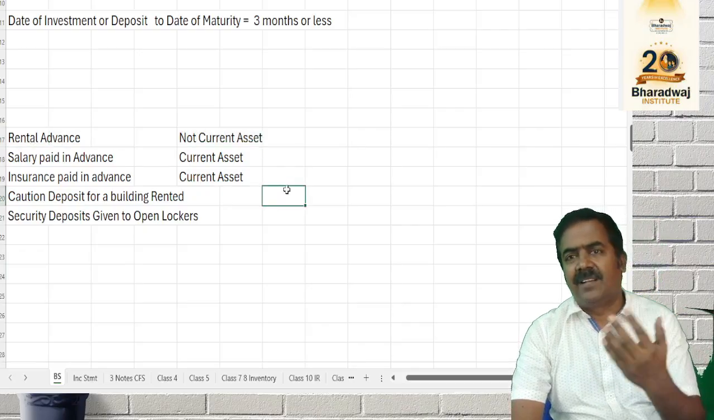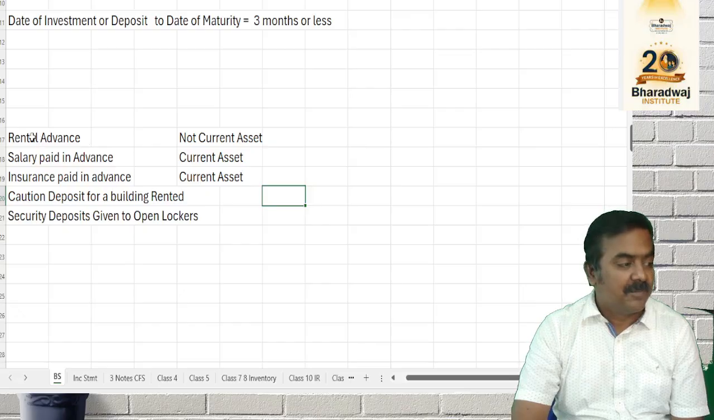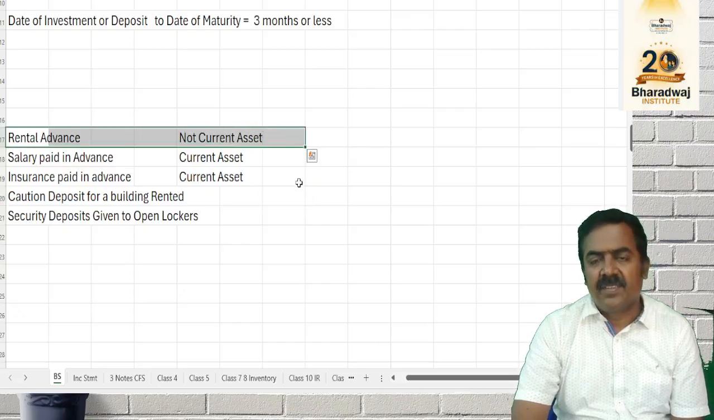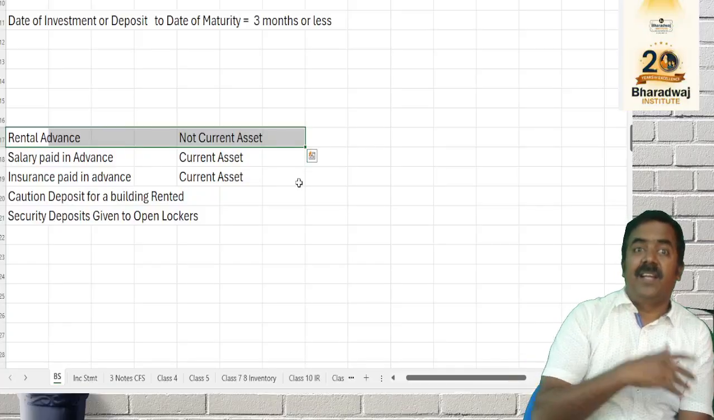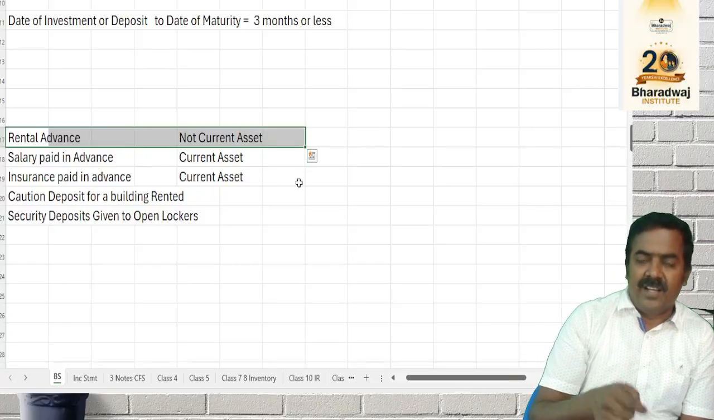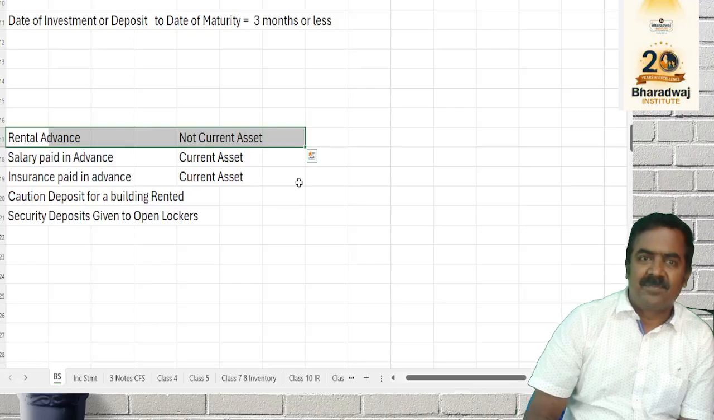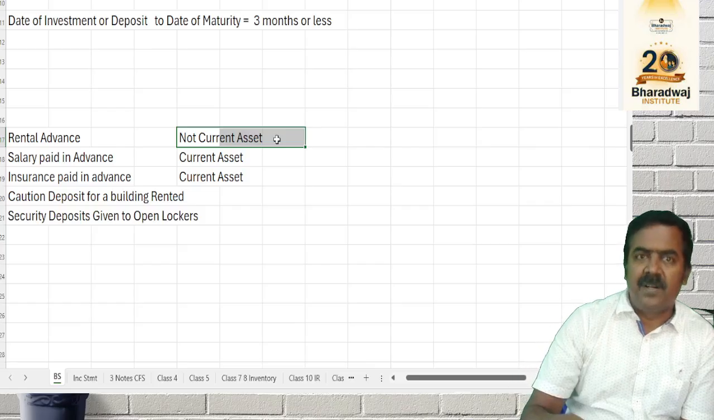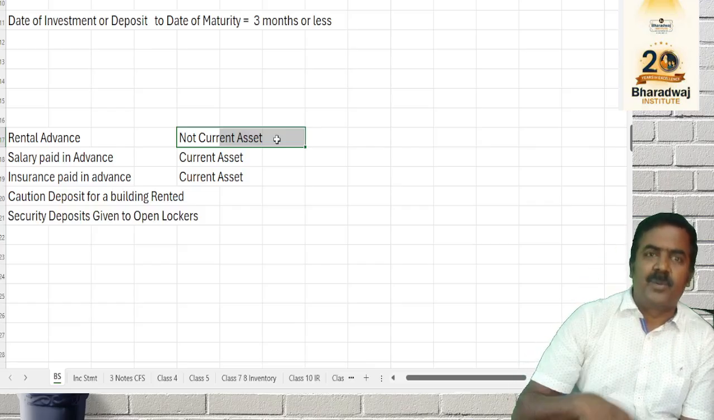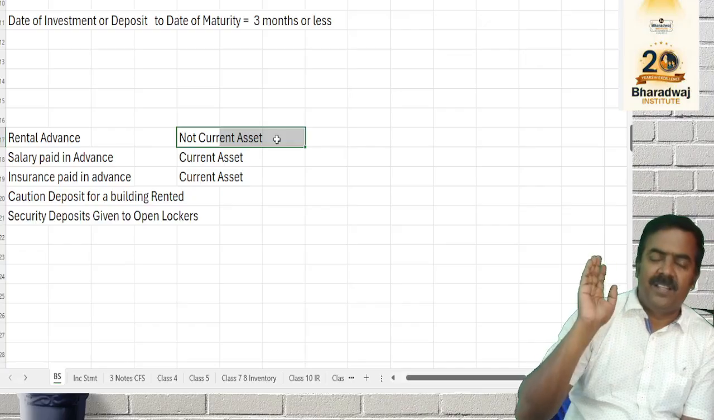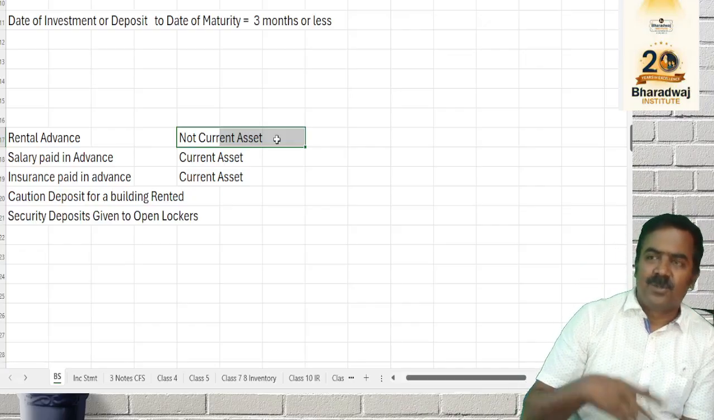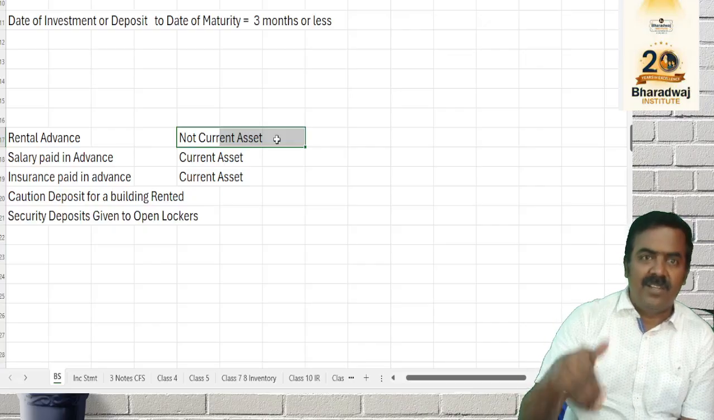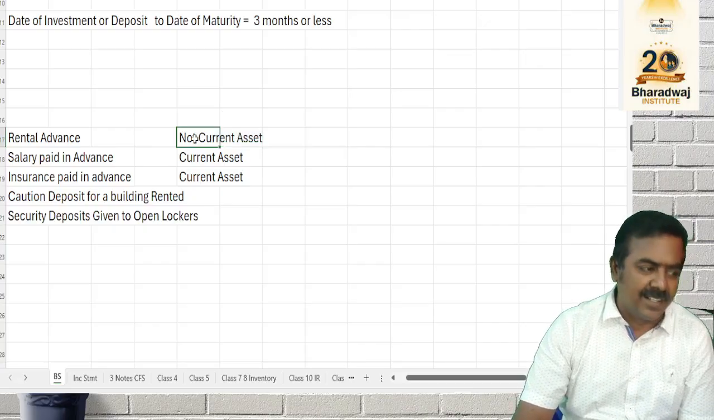When will I get back the rent of that advance? Only when the building is finished. Only when I vacate the building will I get the rental advance. So will I get it within one operating cycle? No. So it becomes which one? Non-current asset. For example, for this building, we paid an advance to the landlord about 20 years back. So when will we get back that advance? Only when you vacate the business. Clear? That is not a current asset.